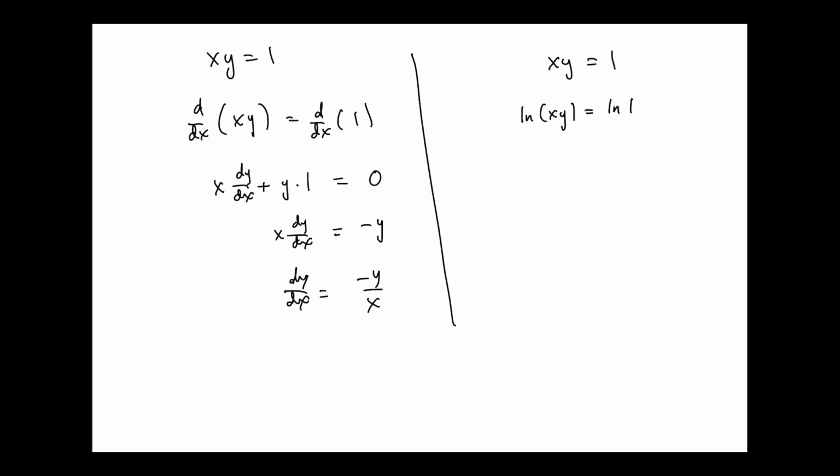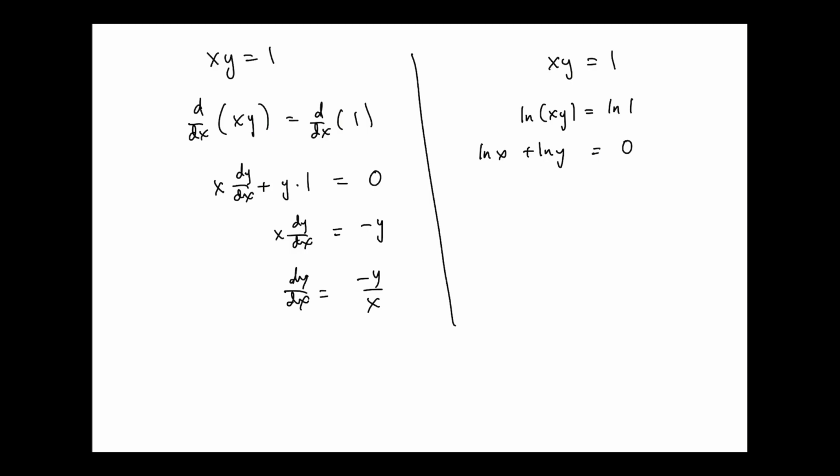Fine. What's the log of 1 on the right-hand side? Log of 1 is 0. What about the log of xy? How could I rewrite that? Natural log of x plus natural log of y. That's the whole reason that Napier came up with the logarithm in the first place, because it can take a product and turn it into a sum.